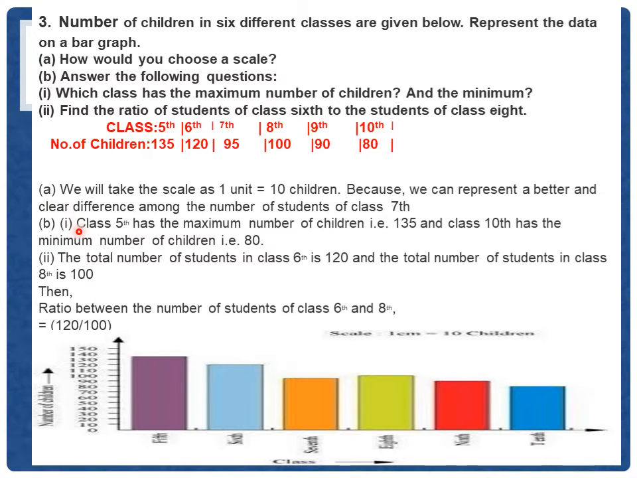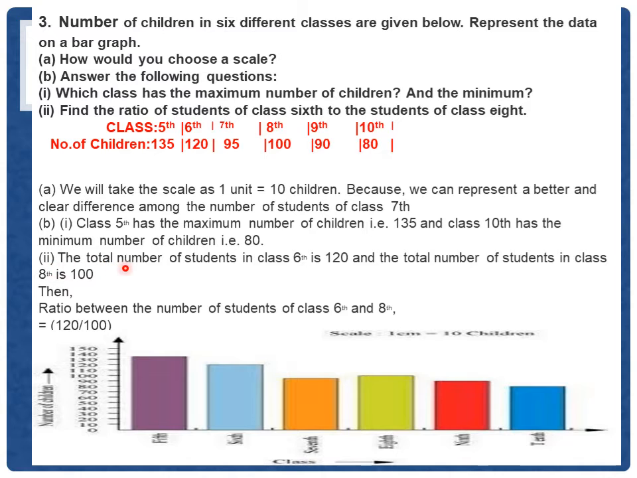Okay. Now B bit first, and under B first bit what is there? Which class is having the maximum? 5th class is having the maximum strength and the 10th is having the minimum strength. So class 5 has the maximum number of students, which is equal to 135, and the class 10th has the minimum number of children, that is 80.